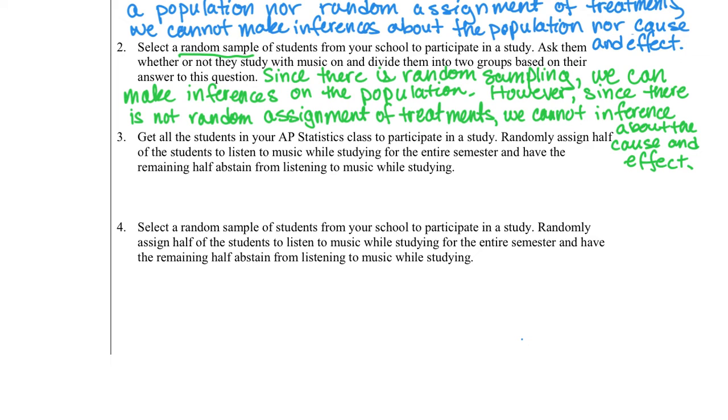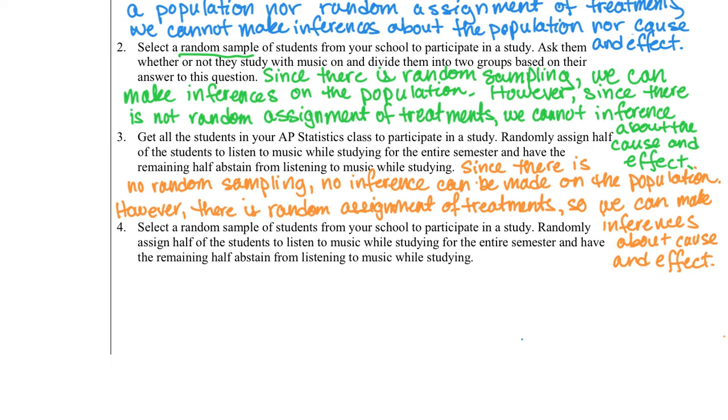Now we're going to look at the exact opposite example. So we've got no random sampling, but we do have random assignment. For this one, since there is no random sampling, no inference can be made on the population. However, there is random assignment of treatments, so we can make inferences about cause and effect. So what does this one mean?